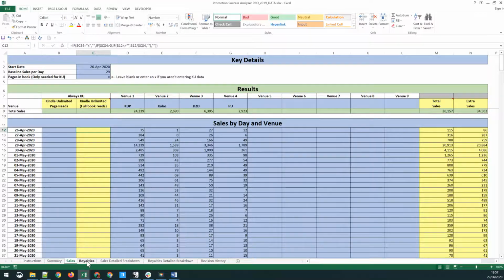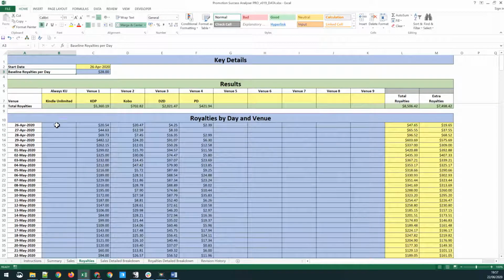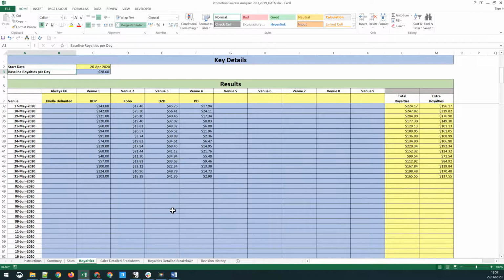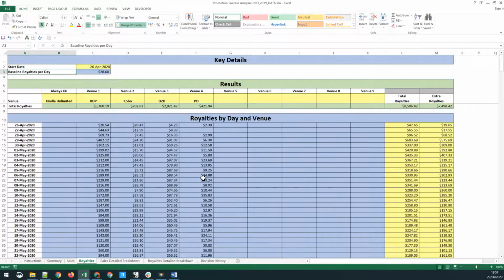And if we go to the royalties sheet again, you can see we've moved Kindle Unlimited over to the left, and then we have the various venues here as well. So there's a lot more ability to add extra venues in. In my case here, for my example, I've actually only needed the 4. I'm not in KU, but I am wide.